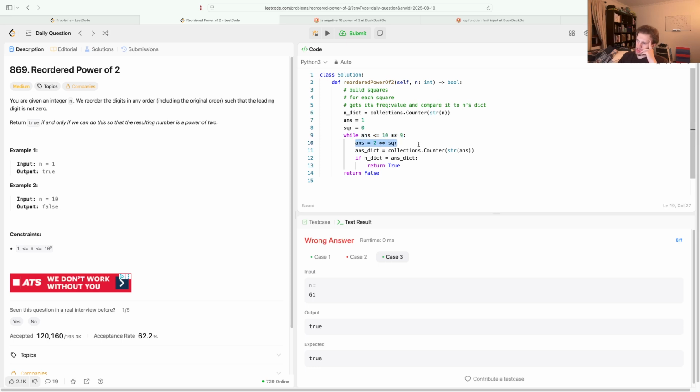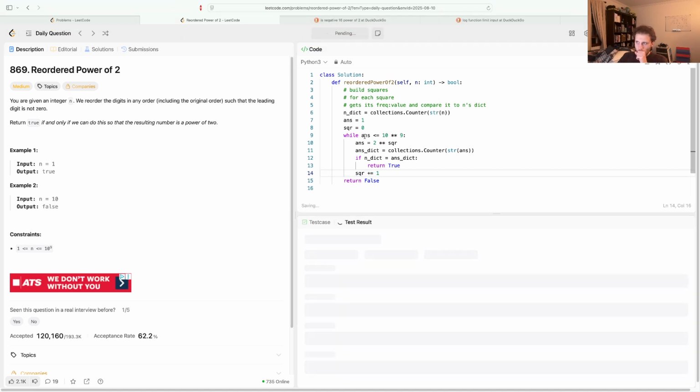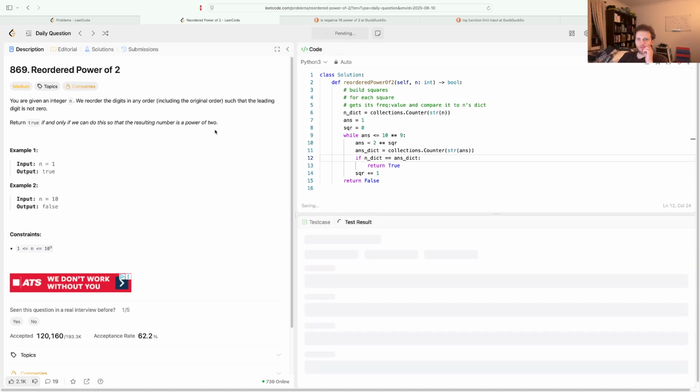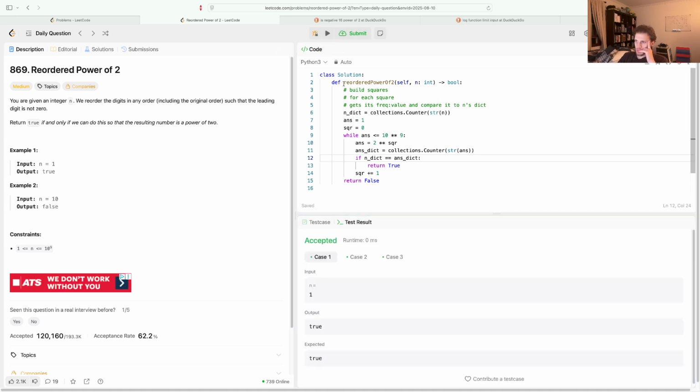And we square using 2 to the power of square. For each one, we create the dictionary for the specific answer. And then if the dictionaries equal each other, the original dictionary and the current dictionary, return true. Else we add 1 to square. Ah, forgot an equal sign. Looks good on that. We're gonna YOLO submit.